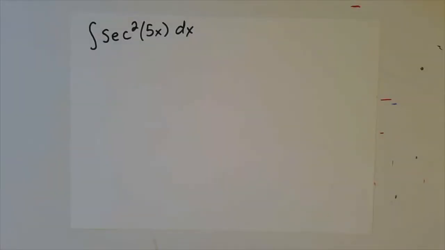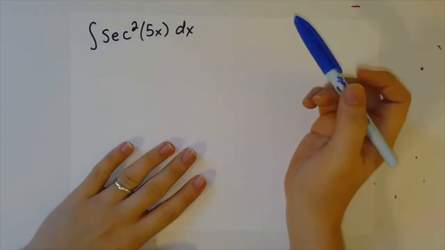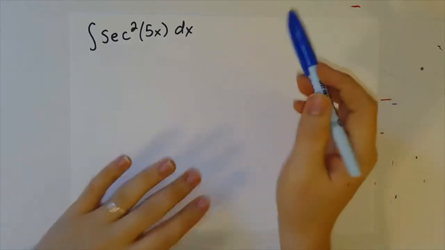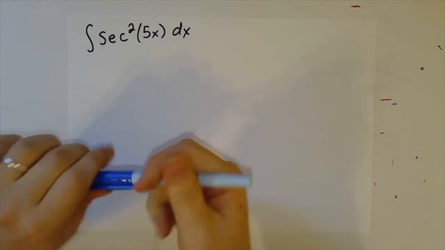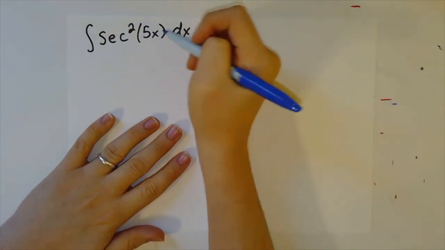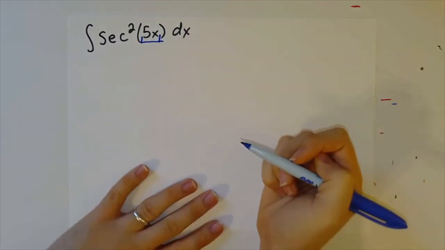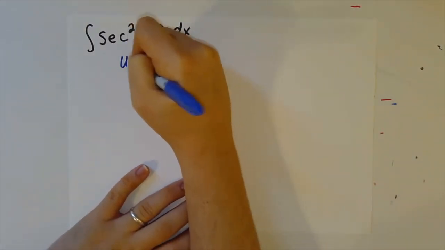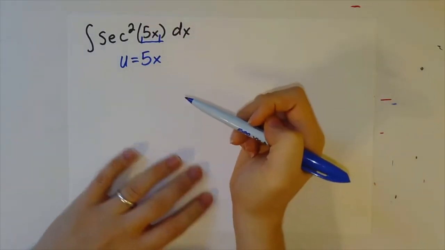Hello, class. Our goal in this video is to do some more examples of u-substitution. In the last video, we went over the overall process, and I described it as more or less a 5-step process to solve an antiderivative of this sort. The first step was to identify some sort of inside function and call it u. In this case, that inside function is the 5x. So I'm going to write down u equals 5x. That was our first step.